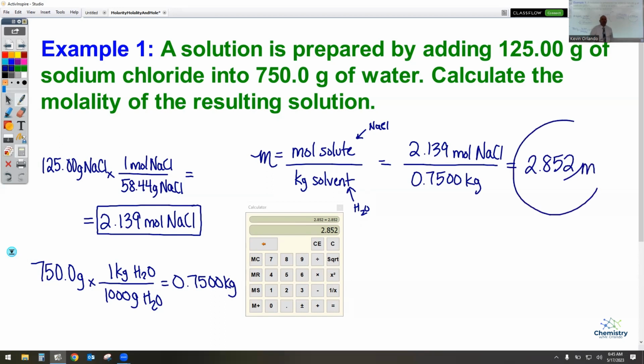This is our answer for molality, but also remember, and sometimes it's more beneficial to write it this way, you can also write this as 2.852 moles of, in this case, NaCl divided by 1 kilogram water. And I stress that because sometimes when we're doing freezing point depression problems or boiling point elevation problems, it actually helps to show the units written out as opposed to just using the abbreviated kind of italicized m.